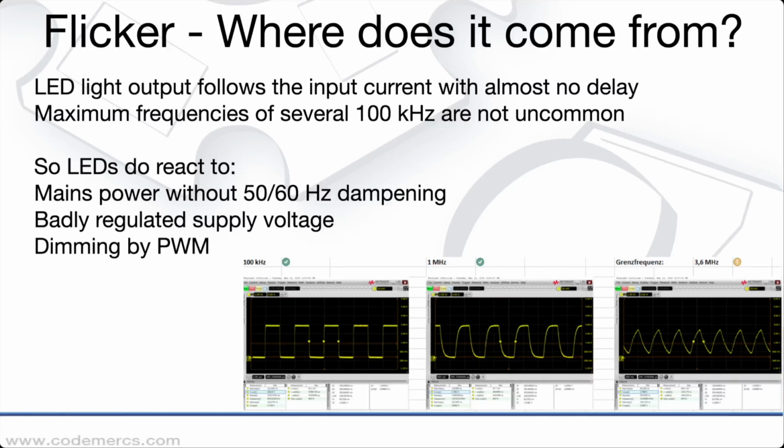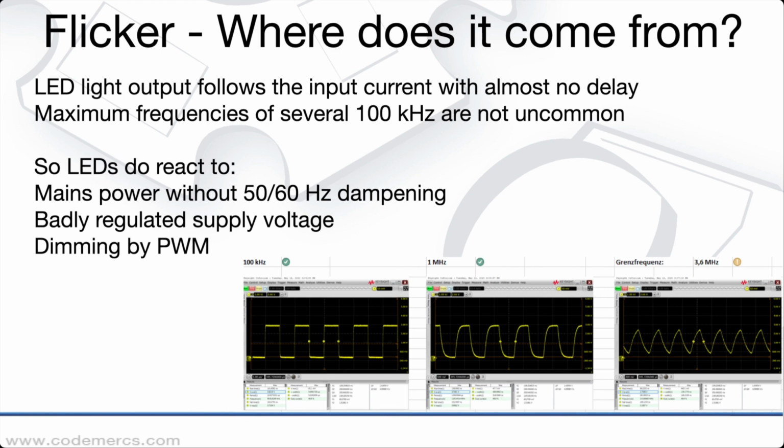Flicker comes from the LED's ability to react really fast on a change of the input current. Multiple 100 kHz are not uncommon, as you can see in the graphs here. So a LED will react to any change of the input current with a change of its brightness.